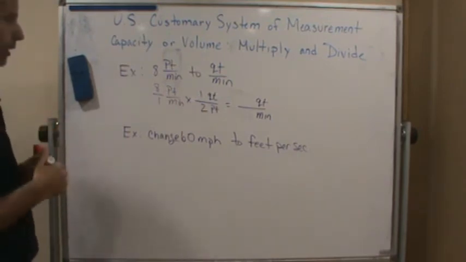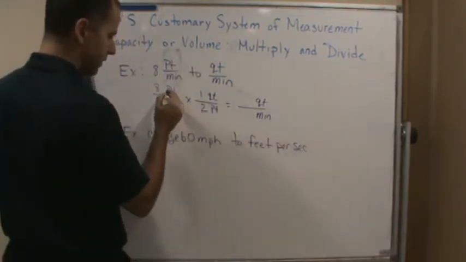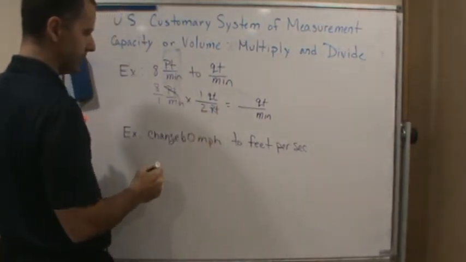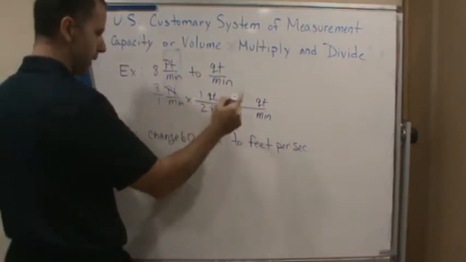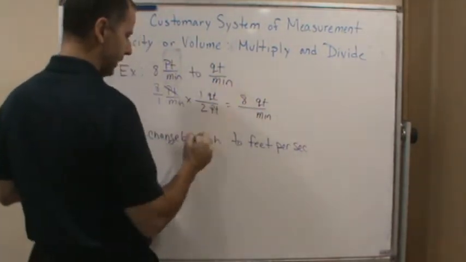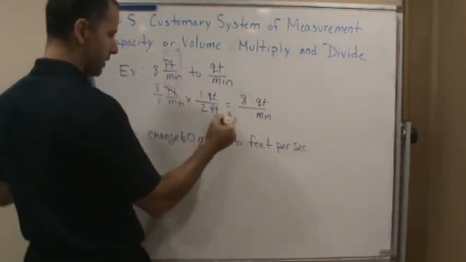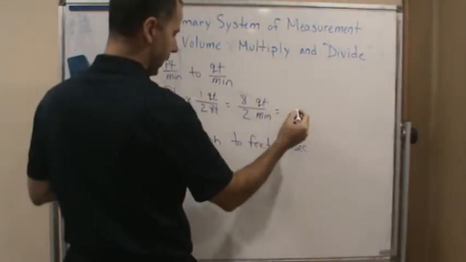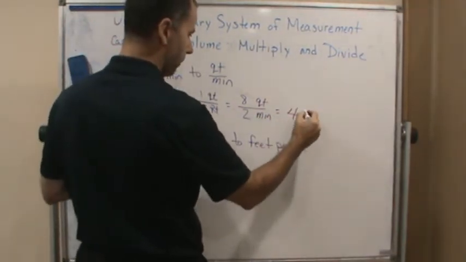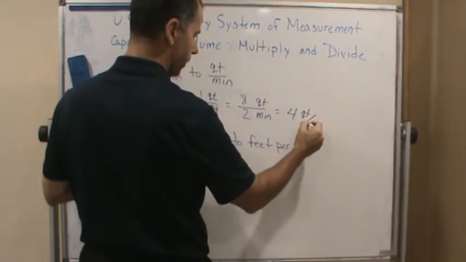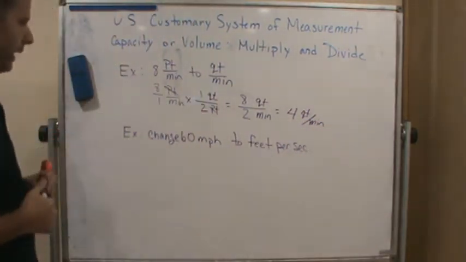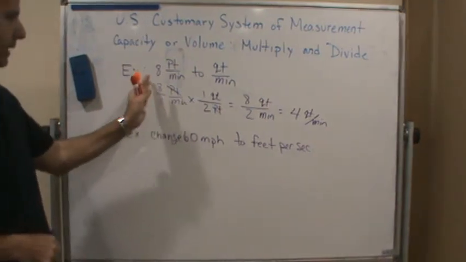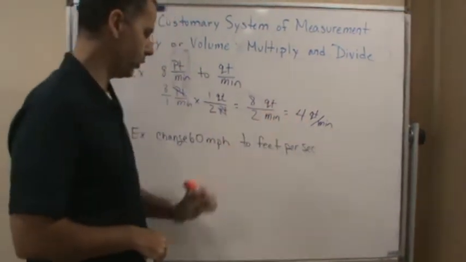Okay? And so there's our unit ratio. Now, when I multiply across, pints are going to cancel with pints, and I'm going to end up with quarts on top and minutes on the bottom. So multiply across, and I get 8 on top, and across the bottom, I get 2, and so I end up with 4 quarts per minute. So 8 pints per minute is the same as 4 quarts per minute.